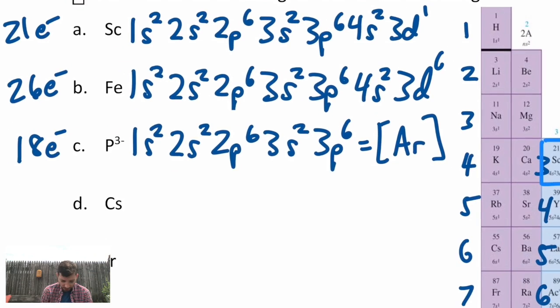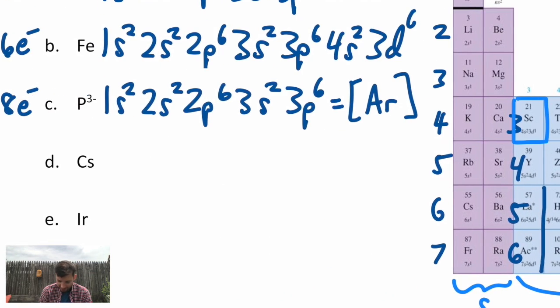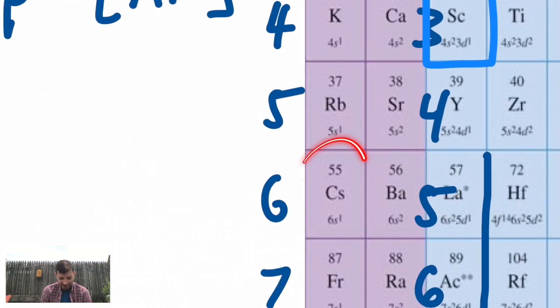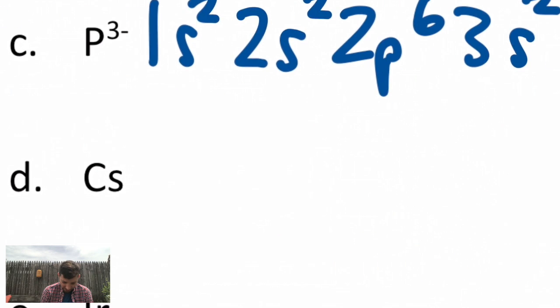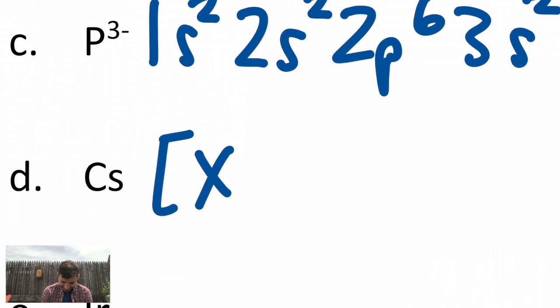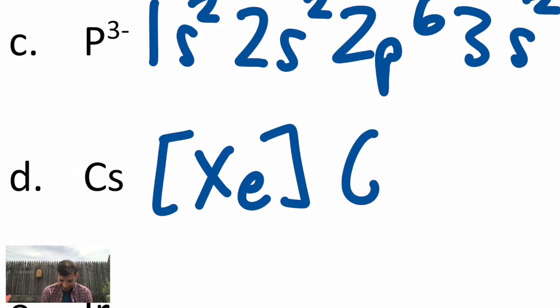So what would it be for cesium? Cesium is way down here in the 6s row, and its electron configuration would look like what it is for xenon, the noble gas I passed most recently, with just 1 extra electron in it. So I can write xenon in square brackets, followed by 6s and then 1 electron. That would be the entire configuration for cesium.